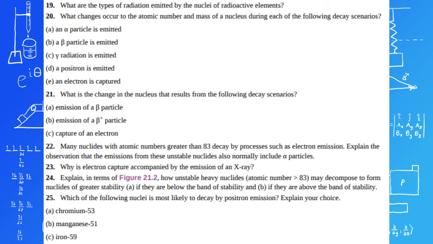22. Many nuclides with atomic numbers greater than 83 decay by processes such as electron emission. Explain the observation that the emissions from these unstable nuclides also normally include alpha particles. We already answered that. It's because you've got too many of both the protons and the neutrons, and the quickest way to lower both of those numbers is to eject alpha particles.